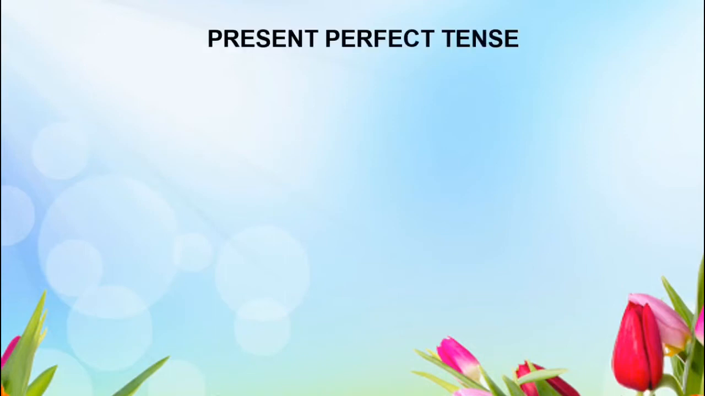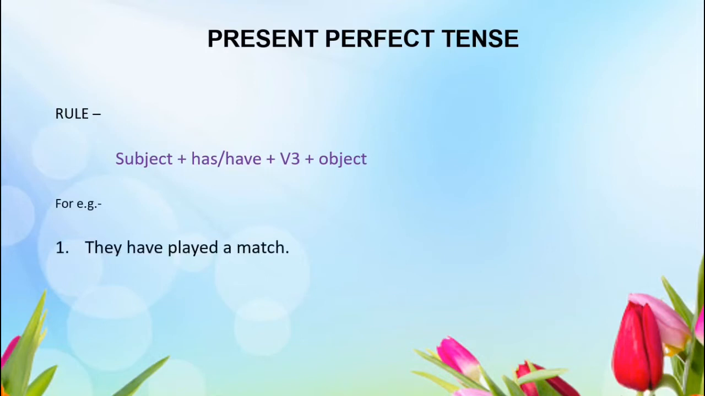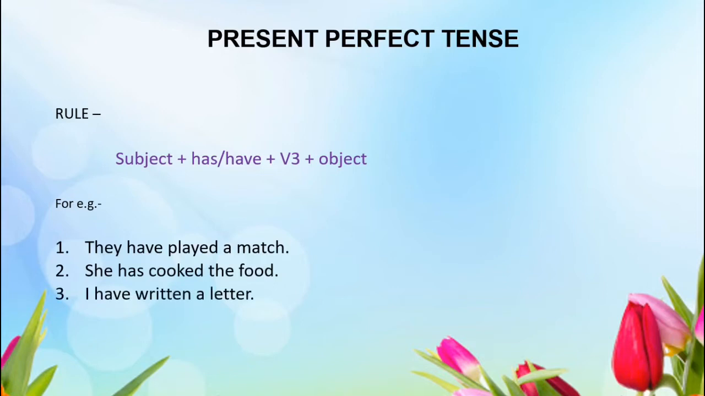Let's now proceed to present perfect tense. The rule of writing a sentence in present perfect tense is subject plus has or have plus third form of the verb plus the object. For example, they have played a match. She has cooked the food. I have written a letter.